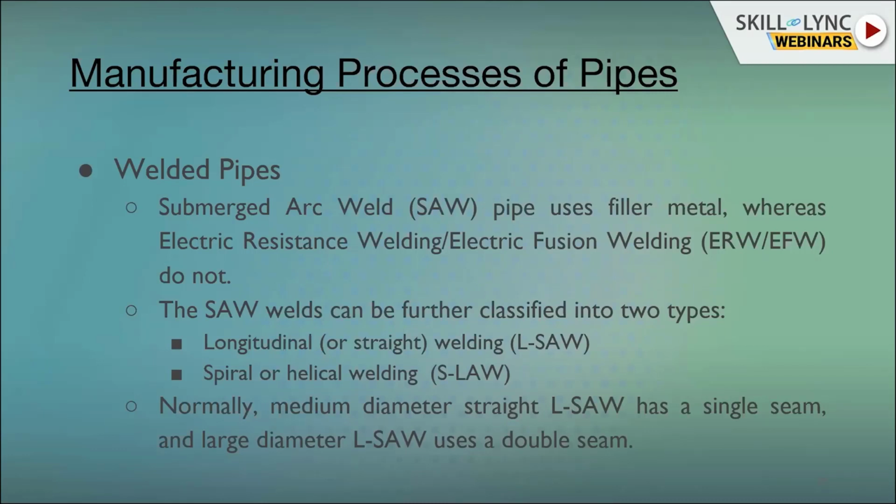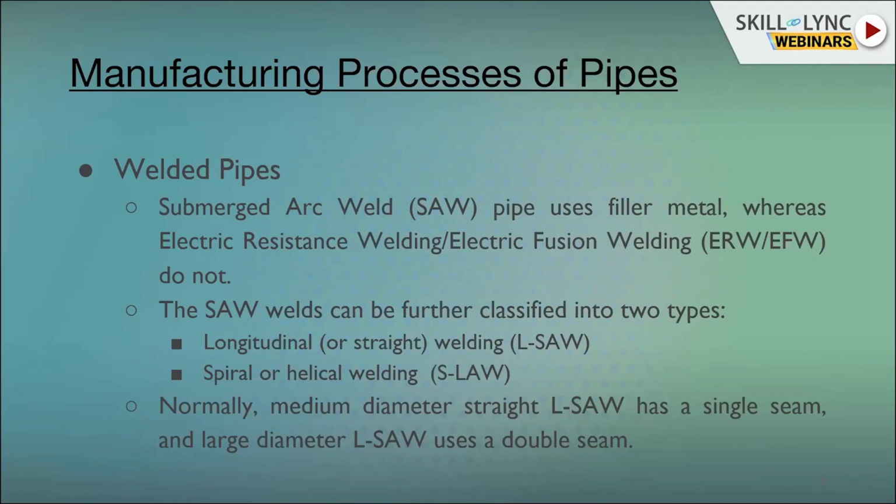The SAW process can be further classified into two types. That is longitudinal, that is straight welding, and also spiral or helical. Spiral or helical in the sense that it is a spring type. If you see in the field a pipe that is manufactured into a spring kind of shape, then it is known as spiral or helical welding.